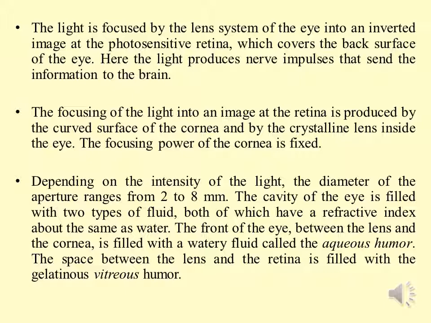The focusing of the light into an image at the retina is produced by the curved surface of the cornea and by the crystalline lens inside the eye. The focusing power of the cornea is fixed. Depending on the intensity of the light, the diameter of the aperture ranges from 2 to 8 millimeters. The cavity of the eye is filled with two types of fluid, both of which have a refractive index about the same as water. The front of the eye, between the lens and the cornea, is filled with a watery fluid called the aqueous humor. The space between the lens and the retina is filled with the gelatinous vitreous humor.